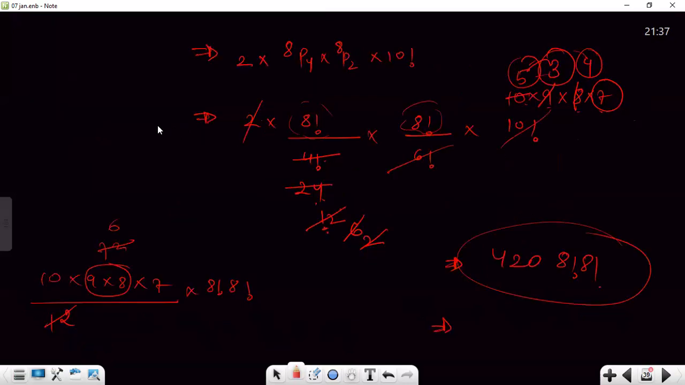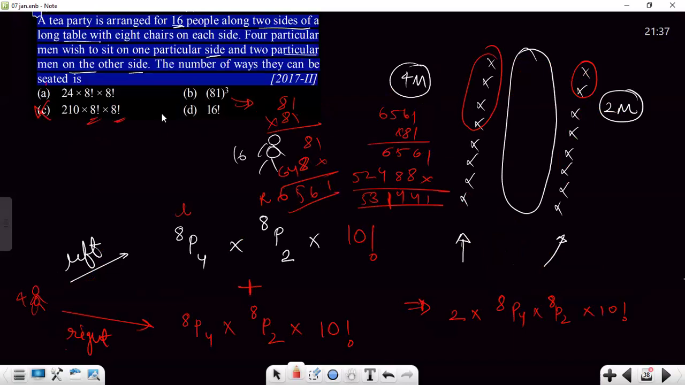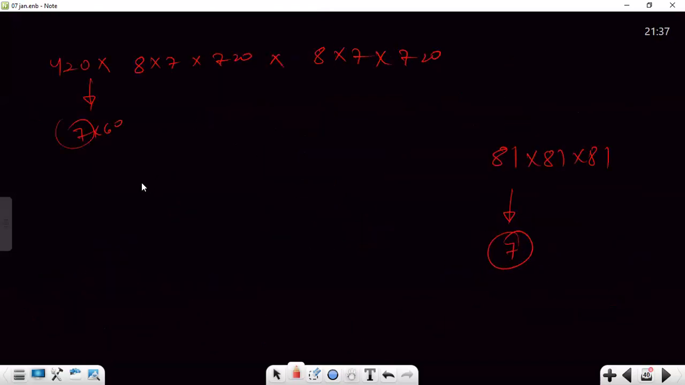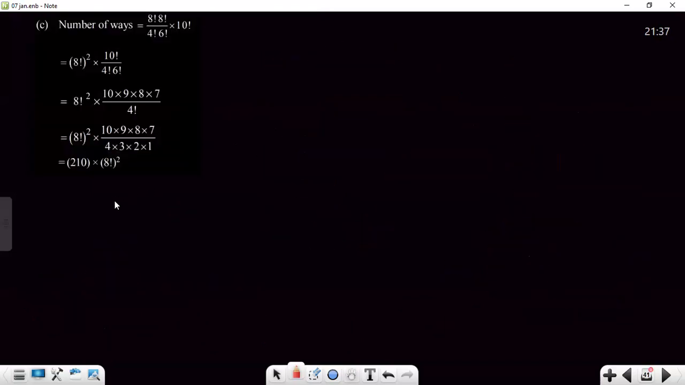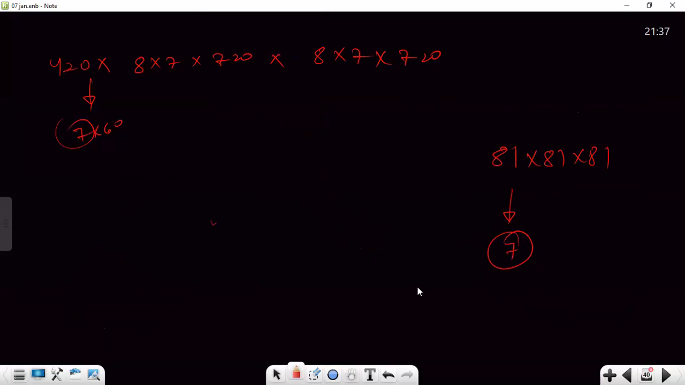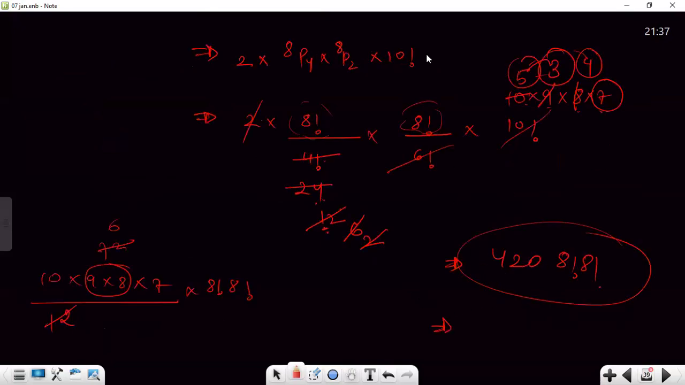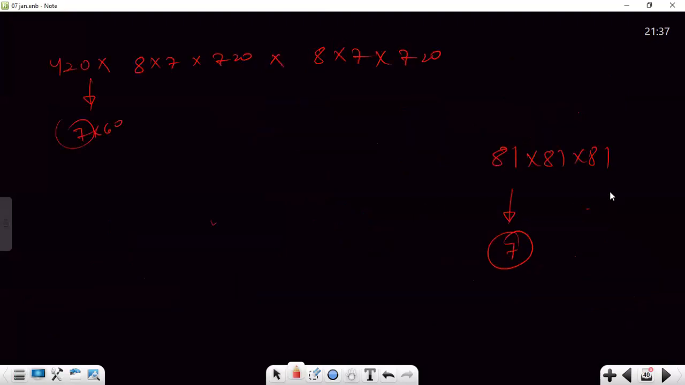We have already checked option numbers C and A. So I'm going and gambling for option number D, that it should be the correct answer. Yes, we haven't made any mistake, because we were close. The answer is coming as 420 into 8 factorial into 8 factorial.